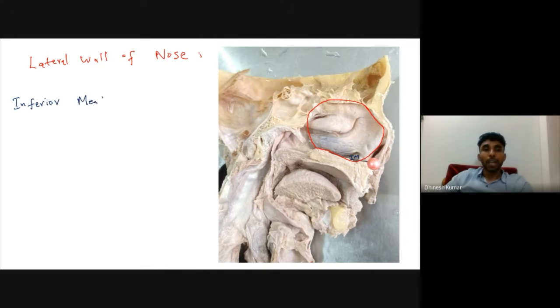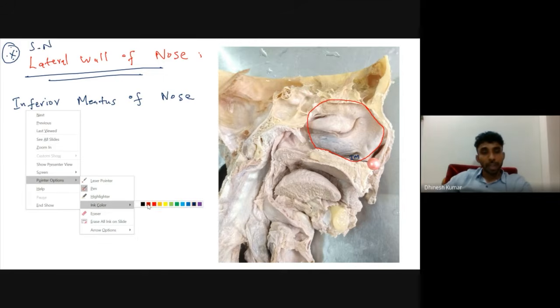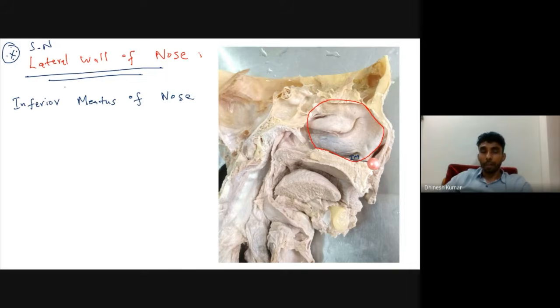So I want you to have an idea what is concha, what is meatus. Similar to the nasal septum, lateral wall of nose is also an important short notes question. So not only for spotters, for the theory exam also, the lateral wall of nose is important. Let me talk about the details of the lateral wall of nose. I request you to go through the various bones forming the lateral wall of nose. Please go through the topic formation of the lateral wall of nose.